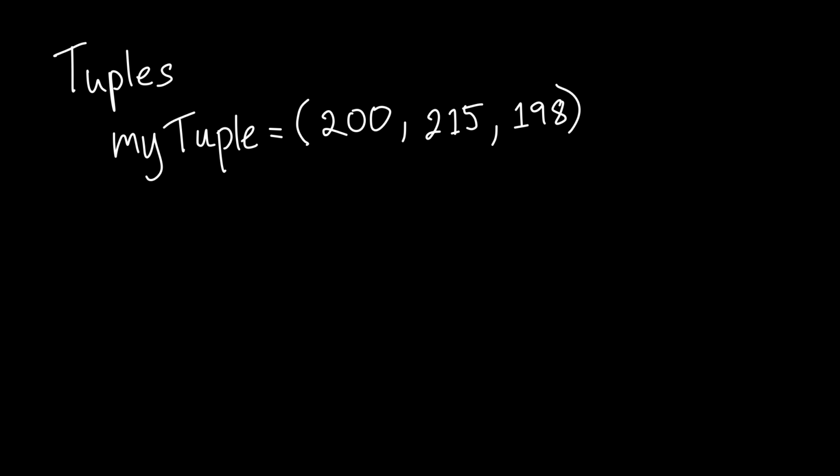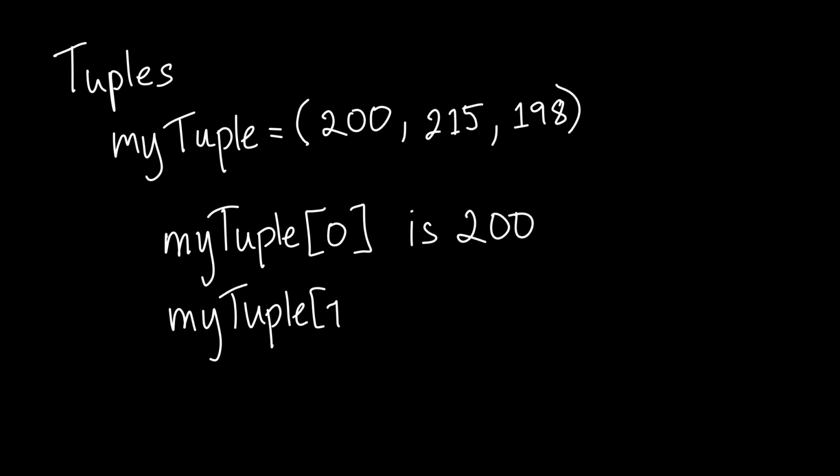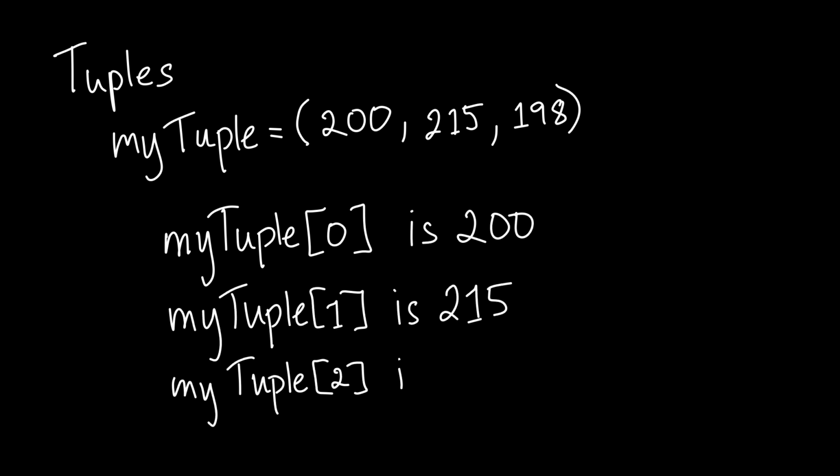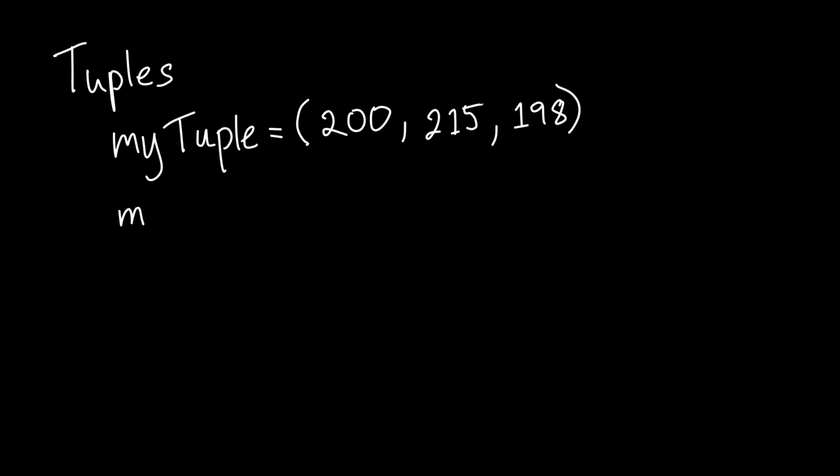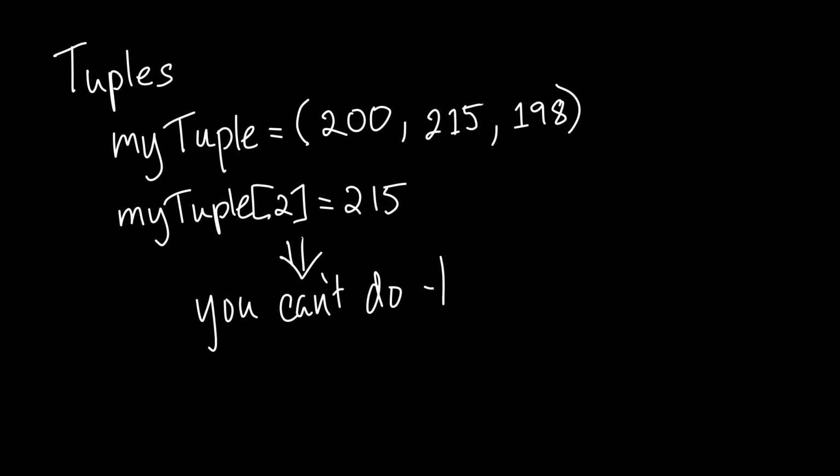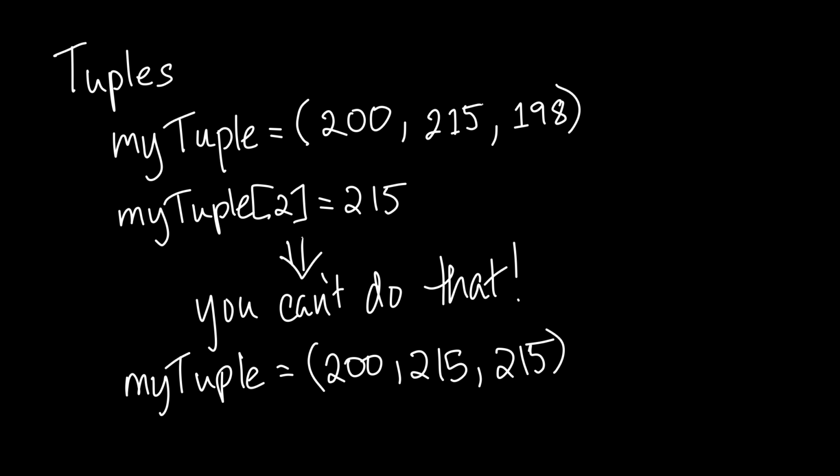But you read the data in the exact same way. So if I wanted to get the data out as separate pieces, I could do my tuple with a square bracket 0 and get 200, my tuple 1 is 215, my tuple 2 is 198. So it's exactly like an array when it comes to reading. So say I want to edit this tuple. I can try to do it the way I would an array, set my tuple at index 2 equal to 215. If I try, I'll get a message, probably filled with much more jargon than I've got here, that tells me I'm not allowed to do that. If I want to edit a tuple, the best I can do is create a new tuple from scratch and assign it to the same variable.